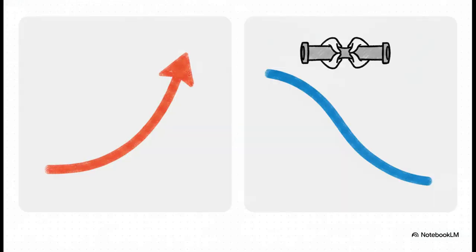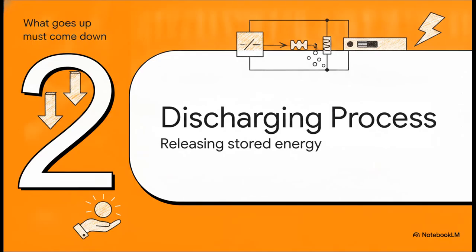But what's happening to the current while that voltage is busy rising? Well, it does the exact opposite. Because all that accumulated charge creates opposition, it essentially chokes off the flow of new electrons. So while the voltage climbs up to its absolute maximum, the charging current drops exponentially right down to zero. Once that capacitor is fully charged, literally no more current flows. Which brings us to Section 2, the discharging process.